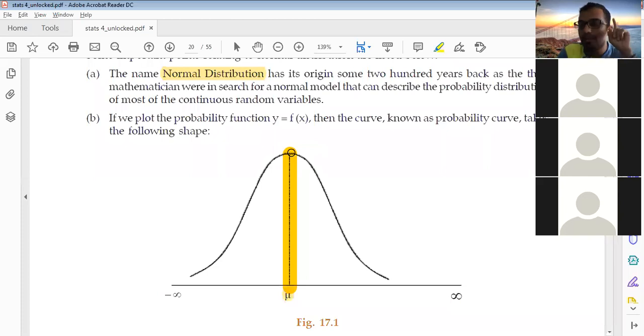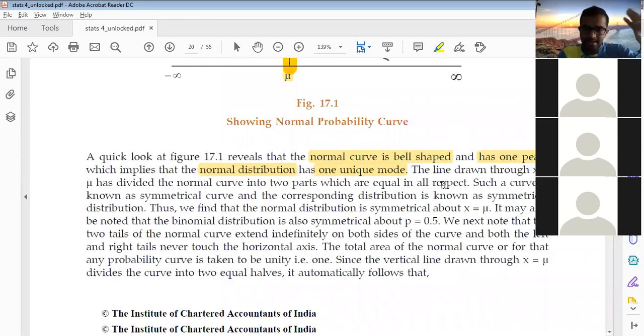That means we come to a very important point in normal distribution. Mean, median, mode: everything is equal. Remember that. One more point. I might not cover or find some points here, so I tell you whenever I remember. Make it a point to write: the normal curve is bell-shaped. It has one peak. That means it has only one mode, unlike others which were unimodal or bimodal. Normal distribution has only one mode.